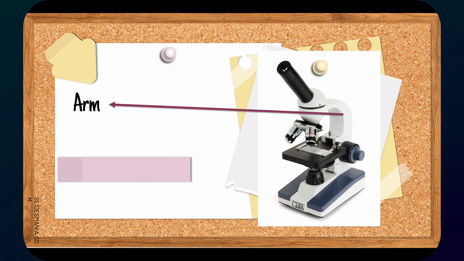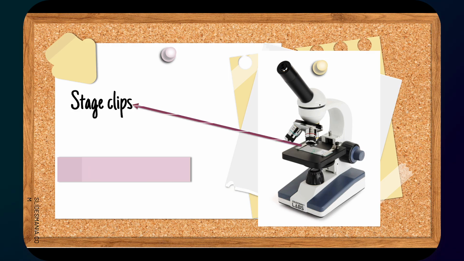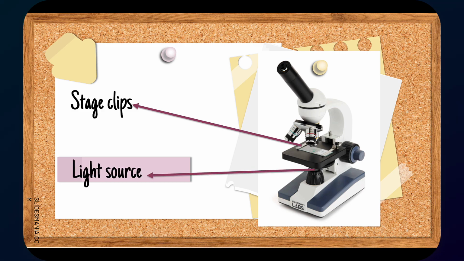The arm allows the user to hold the microscope securely, and the base supports the microscope. When you're carrying a microscope, you should always use 2 hands, one on the arm and one on the base. The stage clips hold a slide in place on the stage for viewing. The light source shines upward through the specimen and to the lenses.